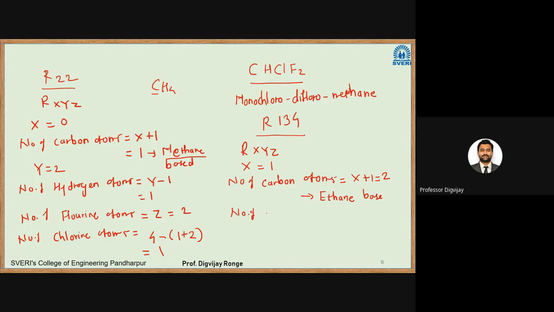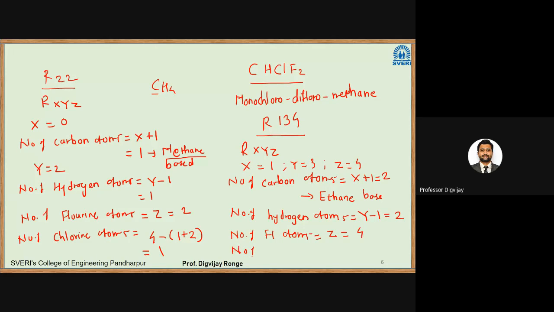hydrogen atoms. So we know that it is equal to y minus 1. Here y is equal to 3 and we have z equal to 4. So this will be equal to 3 minus 1, that would be 2. Then we have the number of fluorine atoms equal to z, and z equal to 4 is given in this case.